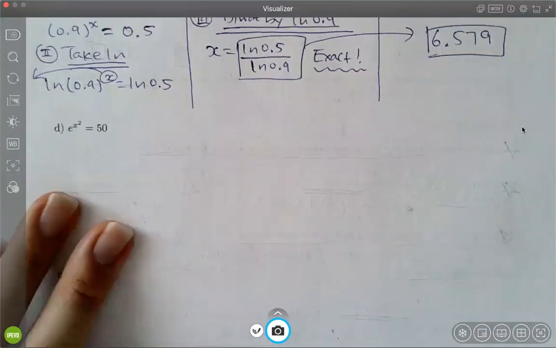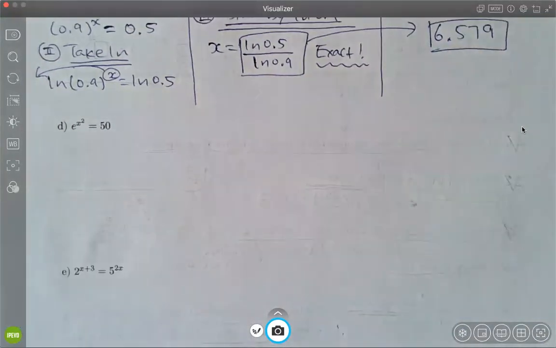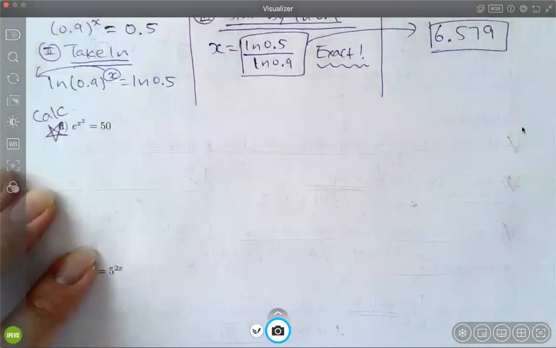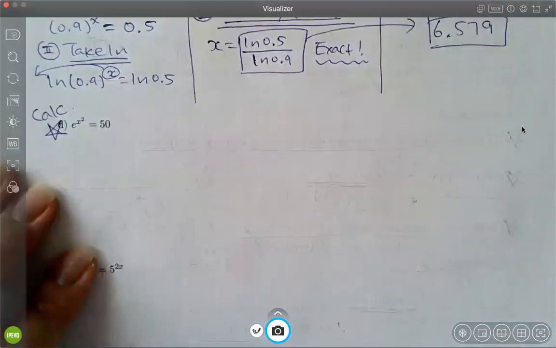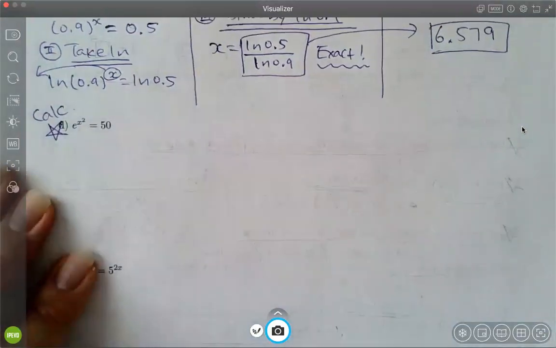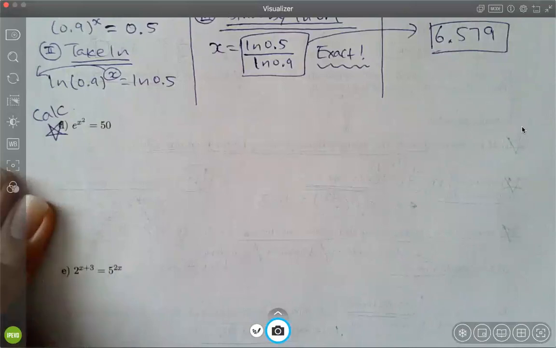Okay, now part D. So this will be the final calculator problem. I mean, something like this, not the exact same problem, but something like this. E to the x squared equals 50. Okay, so now here, what is the exponent? The real exponent. Is the real exponent 2? No. What's the real exponent? X squared, right?